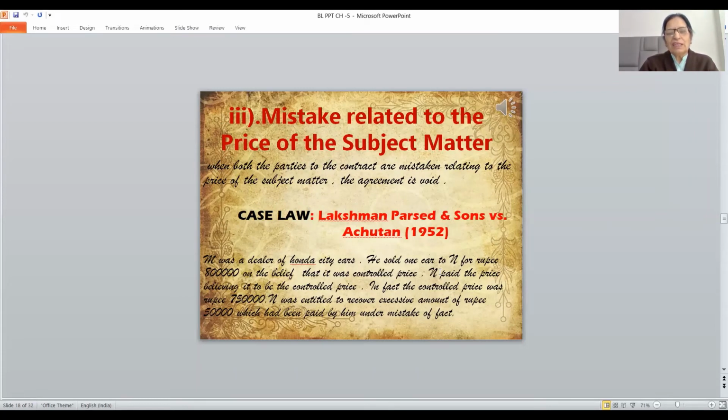Then mistake related to the price of subject matter. So there is a case law regarding this, which is Lakshman Prasad and Sons versus Achoothan. Now, in this case, there was a dealer of Honda City cars. He sold one car to N for rupees 8 lakhs on the belief that it was controlled price. N paid the price, believing it to be the controlled price. In fact, the controlled price was rupees 7,50,000. So control price was less than the price which was paid by him. So in this case, N was entitled to recover the excessive amount of rupees 50,000 which had been paid by him under a mistake of fact.